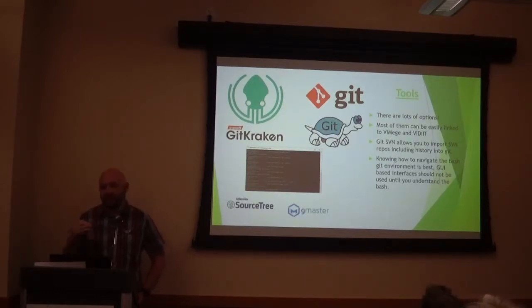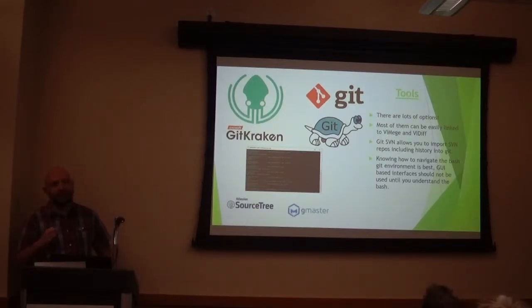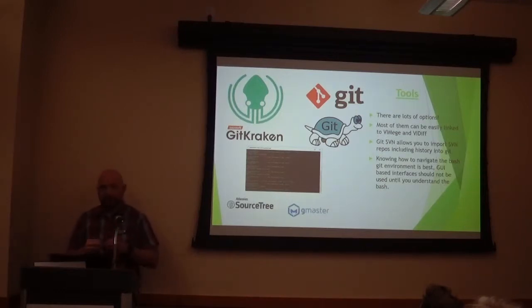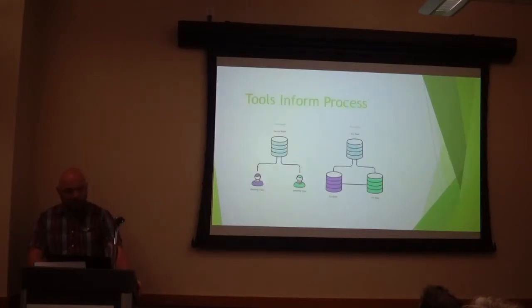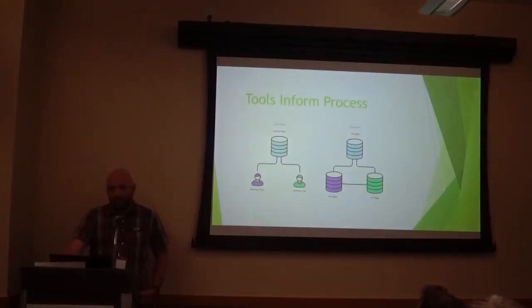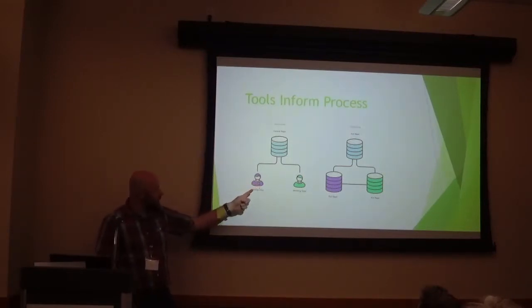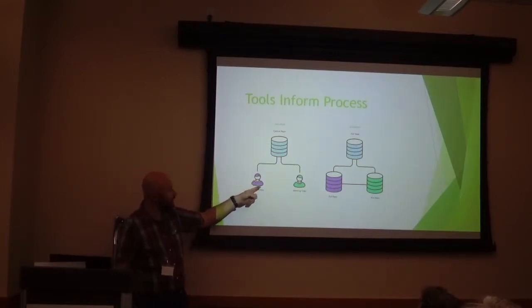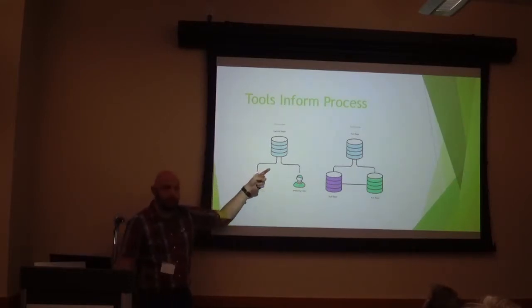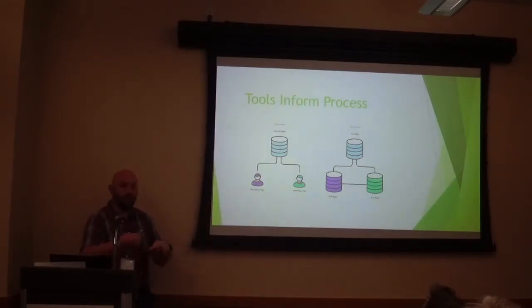Because as you'll see in a second, things don't work the same way. The verbiage is a little different in Git than maybe with Perforce or SVN. So, tools inform process. There's basically a centralized repository, and Perforce would be a very good example of this. There's a working copy on each developer's machine. There's a central repo. They check out a file from the repo, they edit the file, they check it back into the repo. They have a local working copy of all the things.